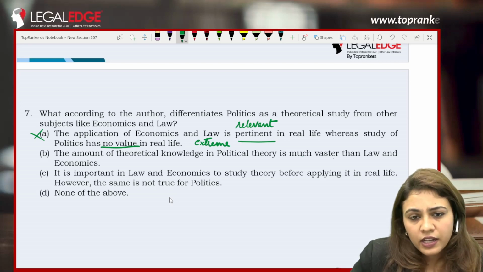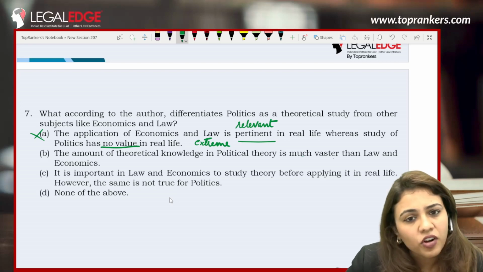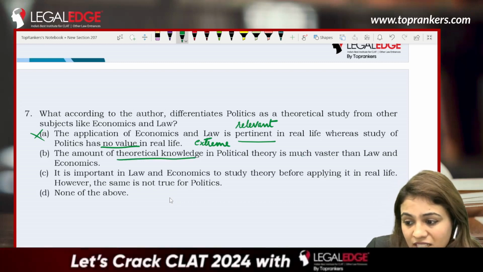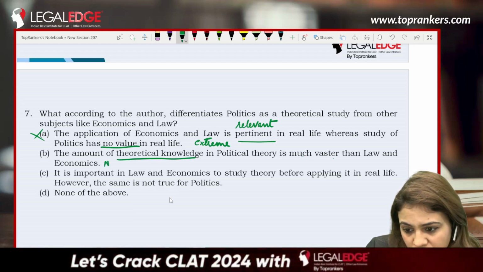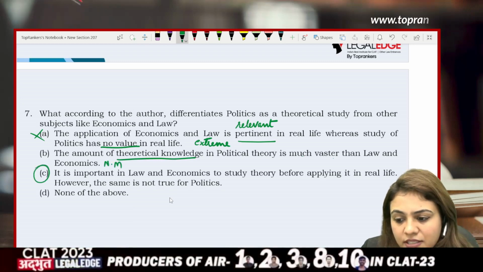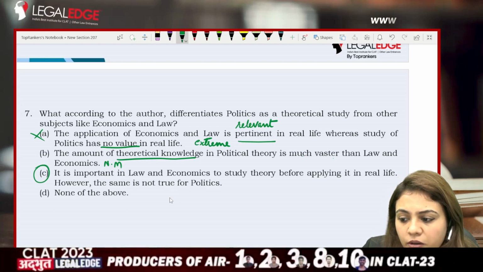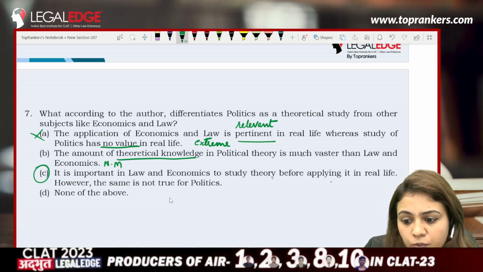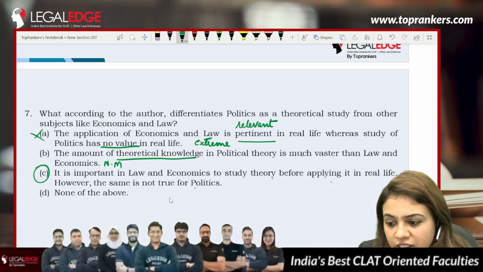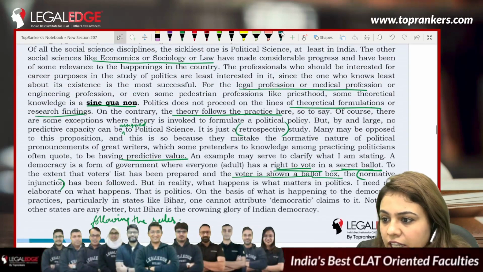First of all, such a claim has not been made in the passage anywhere that theory of politics is vast. So this is something which is not mentioned, out of context. The answer is option C. It's important in law and economics to study theory before applying it, whereas it is not true when it comes to politics. Which brings us to the answer, which is also given here.